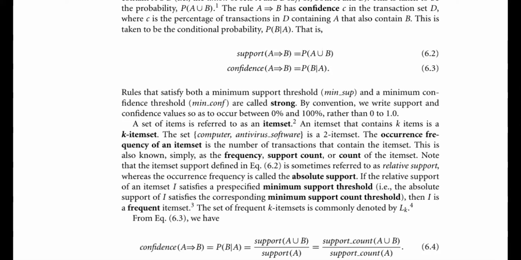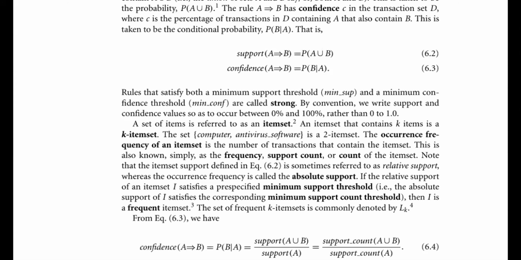Based on that, this is the association rule. Confidence of A implication B is simply the conditional probability of B given A, which is support of A union B divided by support of A, or support count of A union B by support count of A. This is the set of frequent item sets, commonly denoted in this way.